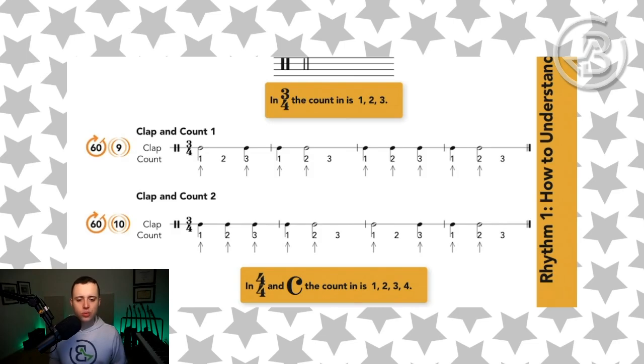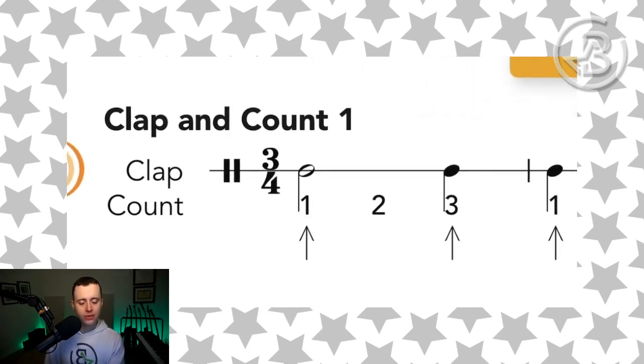In this lesson, we're going to be clapping and counting: clap and count 1 and clap and count 2, also known as examples 9 and 10. As a quick reminder, in 3/4, the count-in and also the count is 1, 2, 3. So let's take a look at what we have here. We don't just have quarter notes, we now have a mix of half notes and quarter notes. There's a percussion clef, which means we're not worried about how high and how low the notes are. We're just worried about the rhythm.